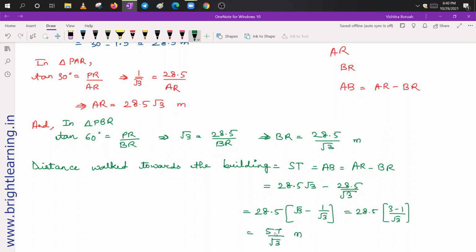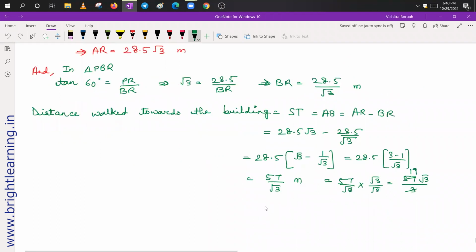And if you want to rationalize it, for rationalization, you multiply both the numerator and denominator by root 3. So you will get 57 root 3 upon 3. And 3 ones are 3, 3 nines are 27. So 19 root 3 meters. Okay, this is the required answer.